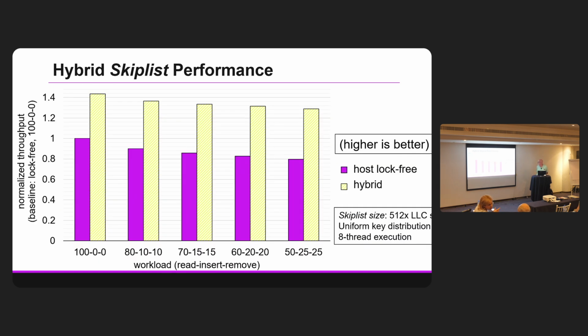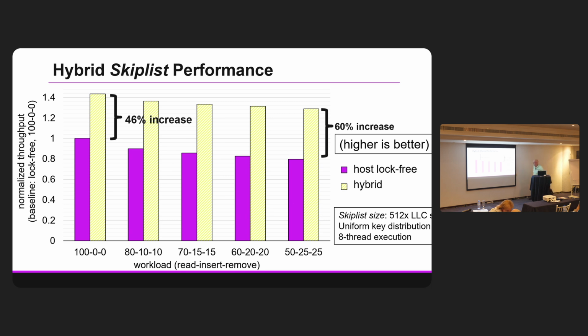Okay, so basically this improvement works across a lot of different workloads with different frequencies of the three operations. So it's fairly robust. So the next thing we did was look at a different data structure. And this time we're going to look at a B+ tree.